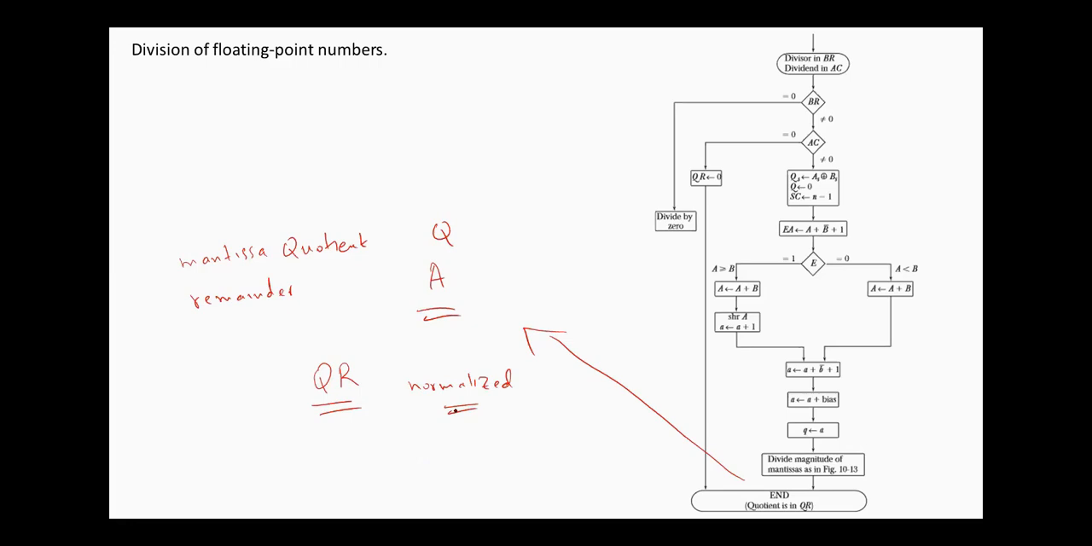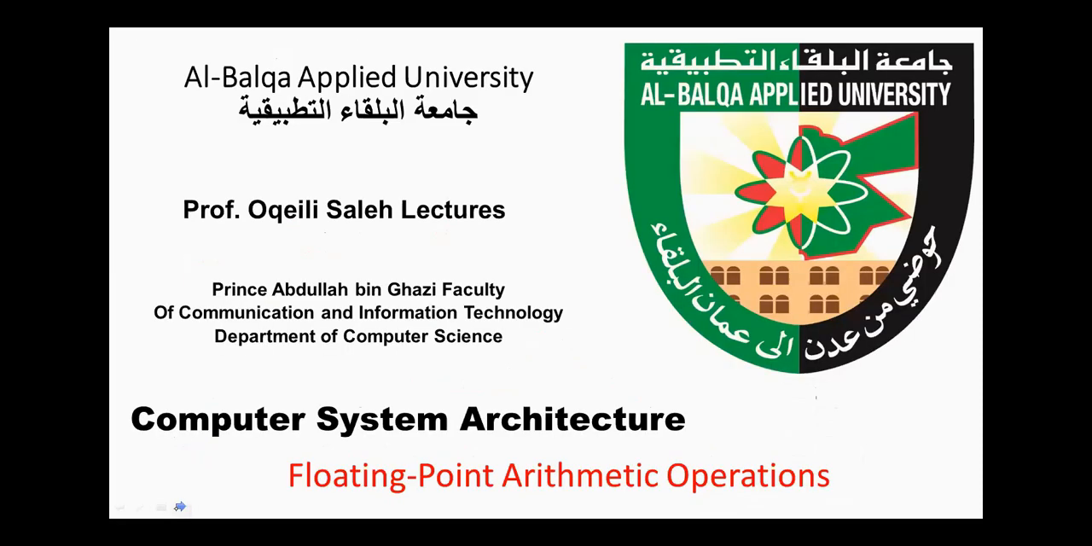The exponent of the remainder should be the same as the exponent of the dividend. The remainder can be converted to a normalized fraction by subtracting n-1 from the dividend exponent and by shifting left and decrementing until the bit in A1 is equal to 1. I advise you to take an example and follow the hardware flowchart step by step. For today, that's all. Thank you.